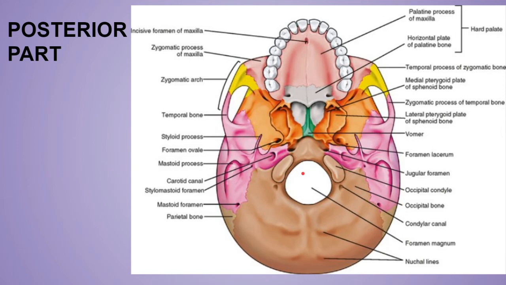We have mainly three types of fossa in the skull: anterior, middle, and posterior cranial fossa. So in the upward direction, it opens into the posterior cranial fossa, while in the downward direction, it opens into the vertebral canal. It is oval in shape, as you can see, and it is overlapped on the sides by two condyles known as the occipital condyles.